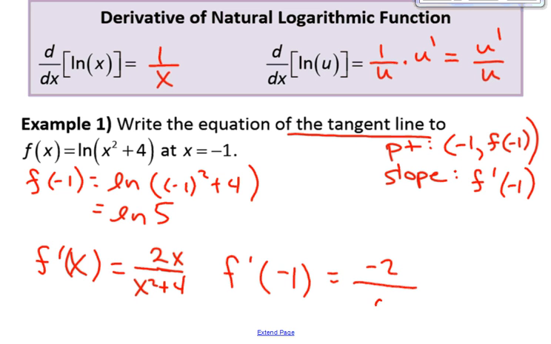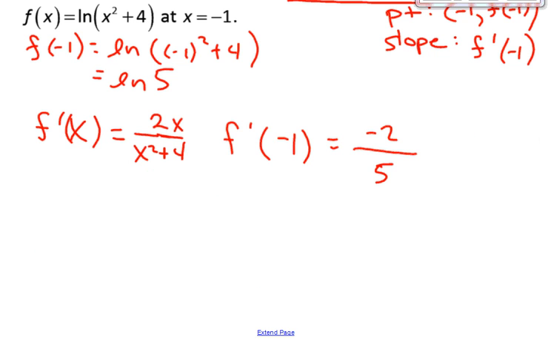So now we have our point and our slope, so we're going to write our equation: y minus -1 equals -2/5 times x minus, oh, sorry, oops, I put my y value here. y minus natural log of 5 equals -2/5 times x plus 1. There we go. Okay, so there's the equation.